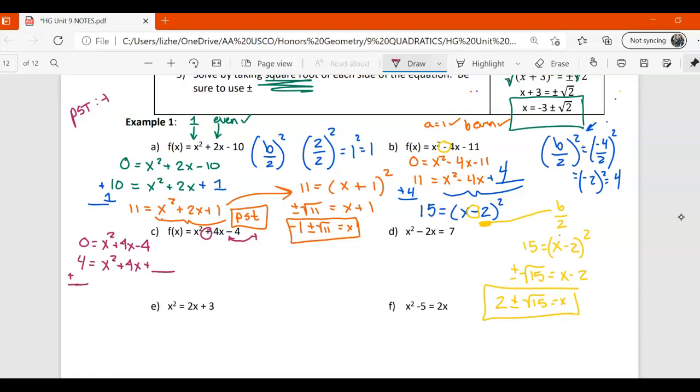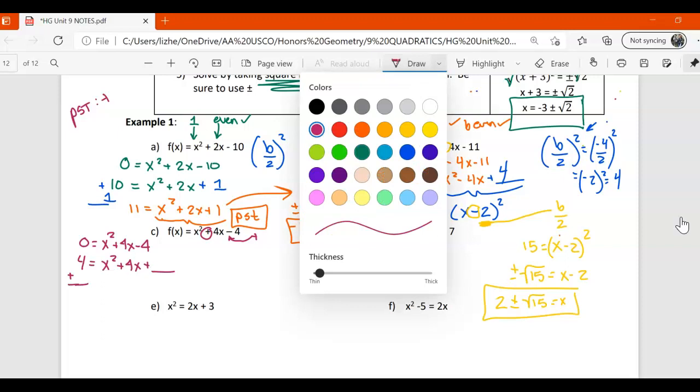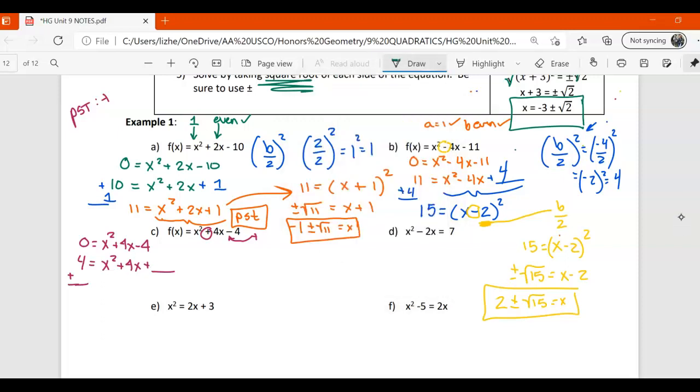What am I going to add? I'm going to take the b value, divide by 2, and square it. So b is 4. 4 divided by 2 is 2, and I square it, and I get 4. So I'm adding 4 to both sides.